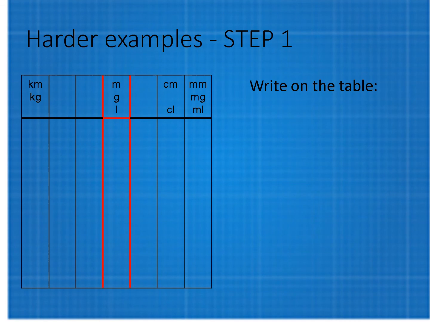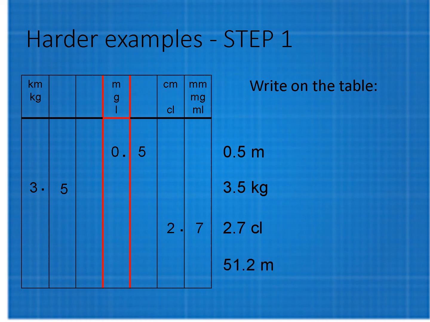We have here the harder examples: 0.5 meters, 3.5 kilograms, 2.7 centiliters, and 51.2 meters. You are going to move the decimal point.